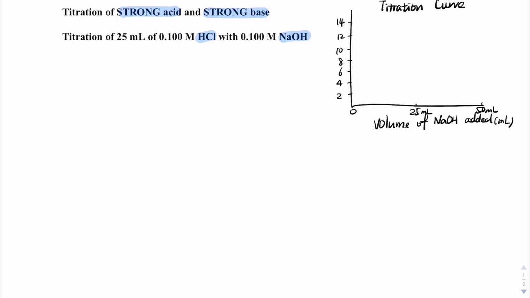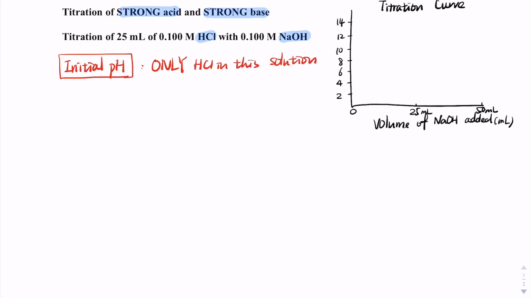There are 4 regions of this. You start off with the initial pH. Initially you have to know what you have. Since we have a strong acid and use a base to titrate it, initially you only have your HCl, only your strong acid, in this solution. This is not hard at all, because we know exactly how to calculate the pH of a given concentration of a strong acid.